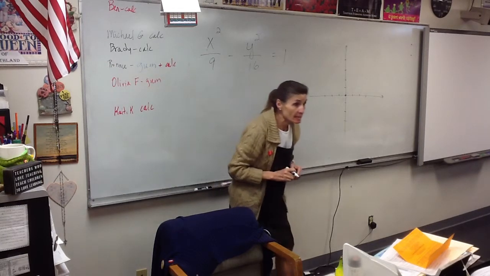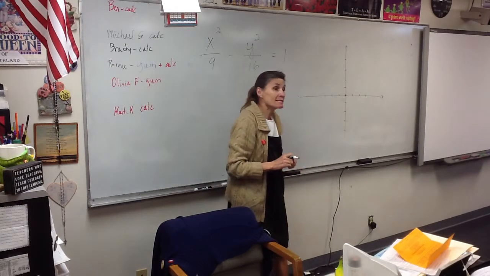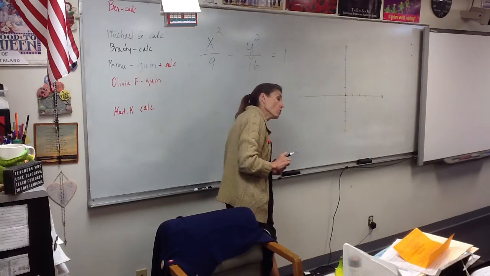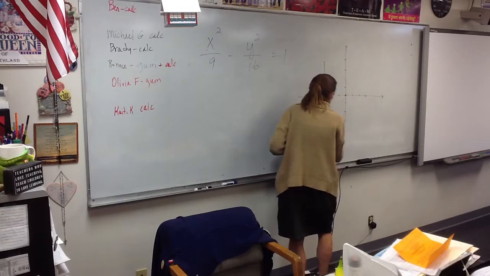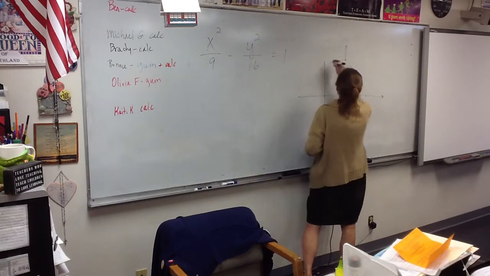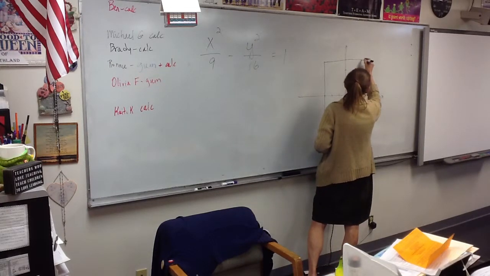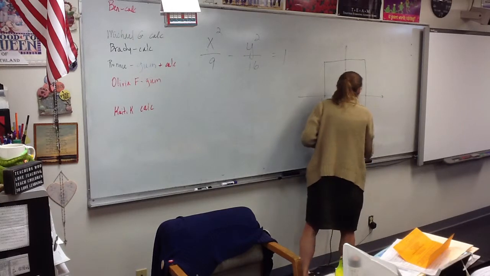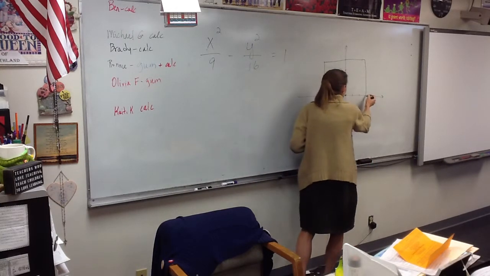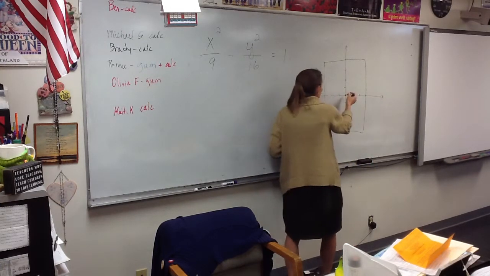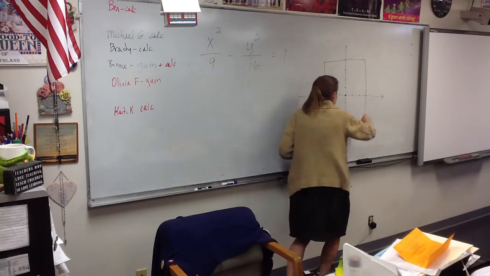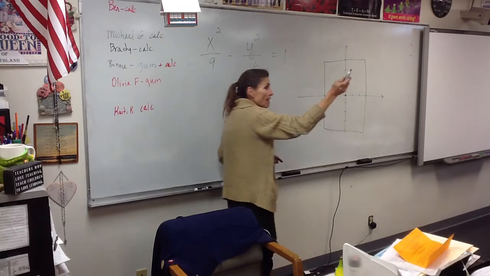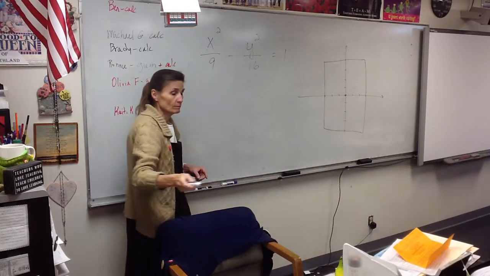This is not an ellipse. So instead of drawing an oval through those points, I'm going to draw a rectangle. So I count over 3, up and down 4, and instead of connecting them with an oval, I'm going to connect them with a rectangle.